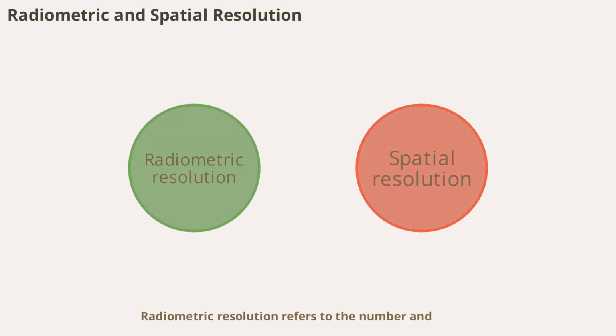Radiometric resolution refers to the number and width of wavelength bands a sensor can record. Spatial resolution is the size of each pixel on the ground. Different satellites are designed with specific applications in mind, balancing the number of bands, their width, and the pixel size. Sun-synchronous orbits ensure consistent lighting conditions for repeated observations.